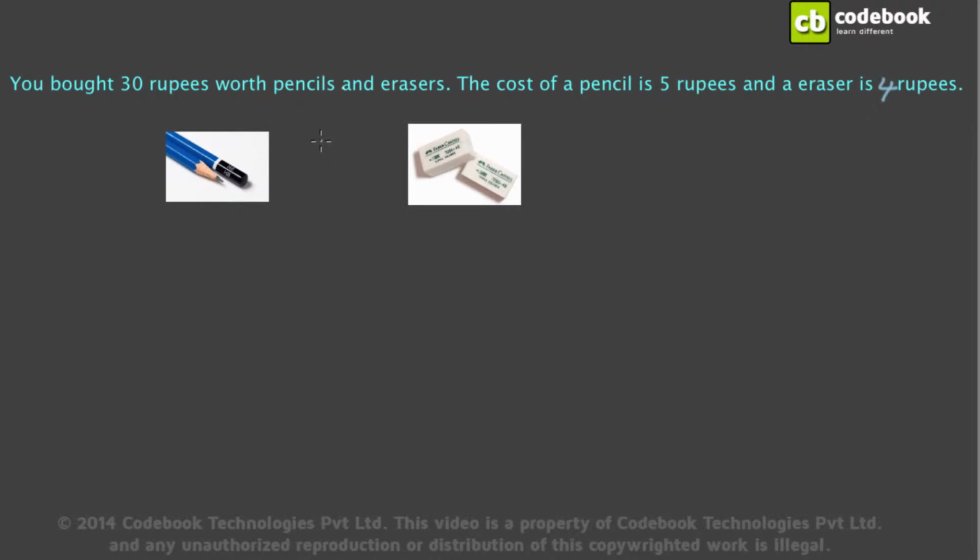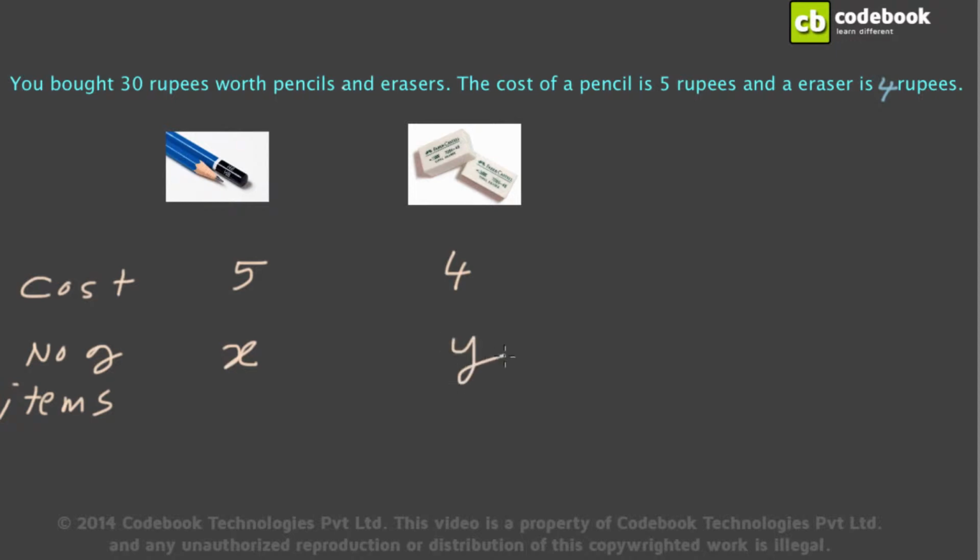You went to a bookstore and bought 30 rupees worth pencils and erasers. Each pencil costs 5 rupees and an eraser costs 4 rupees. How do you represent this mathematically? So let's look at the costs. Cost of the pencil is 5 rupees and the cost of the eraser is 4 rupees. The number of items that you bought is unknown. We don't know the number of pencils that you bought, and similarly we don't know the number of erasers that you bought. So let's call them X and Y. But you have spent 30 rupees in total.